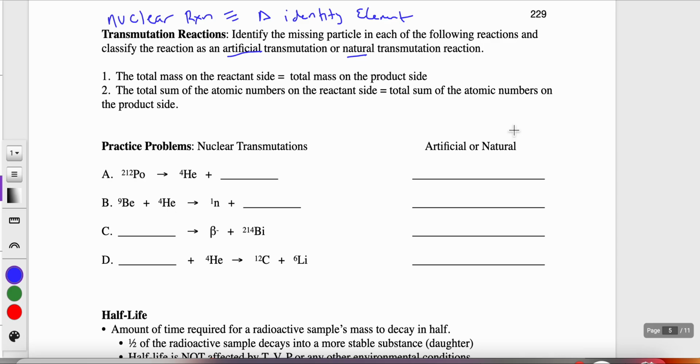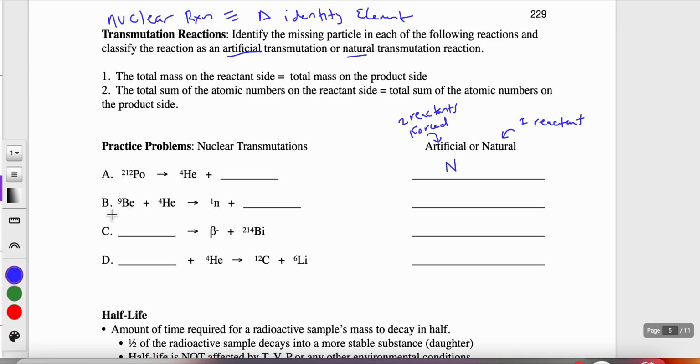So here we go. If it is a natural transmutation, the way that we tell, we only see one reactant. Versus if it's artificial, that means it's a forced process, and we will see two reactants. So take a look. Here is my arrow that separates reactants from products. To the left of this arrow, I only see one reactant. So since it's one reactant, I'm going to say that example A is a natural transmutation.